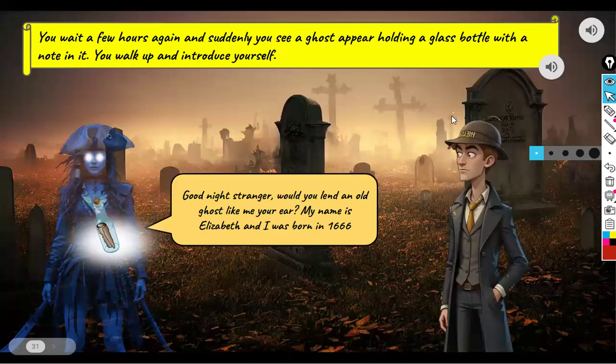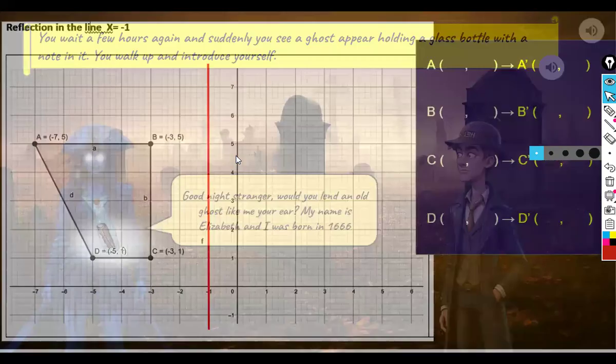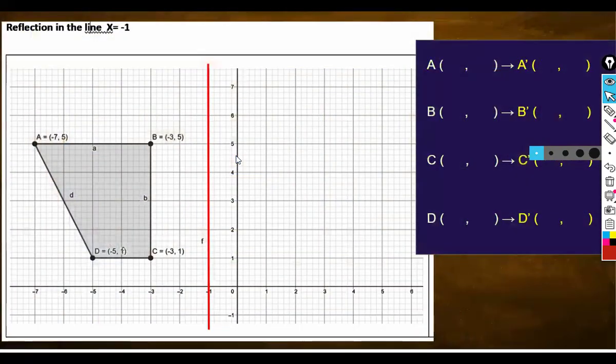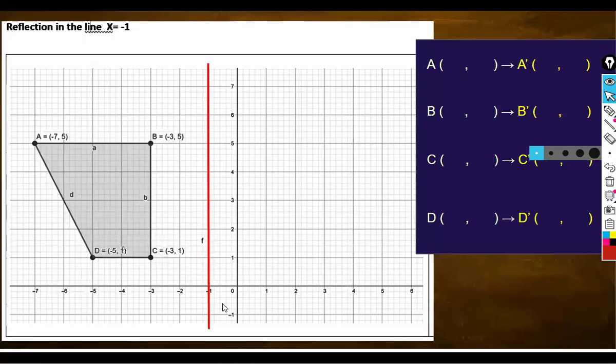So most likely the story is going to be involving a pirate, right? But how did she end up in the cemetery? Why does she wander the cemetery? We'll find out. All right, so today's first question, there's no need to draw it. You just need to provide answers.